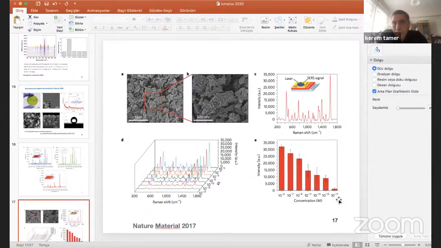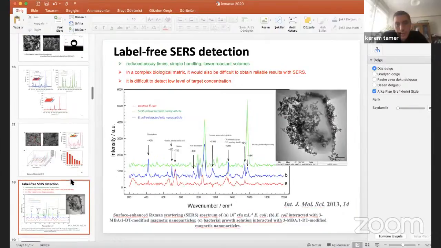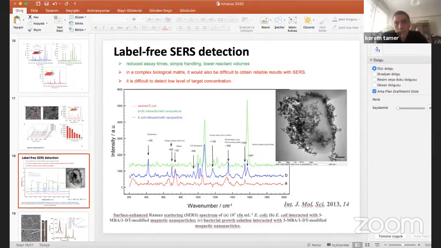How about the complex matrix system? Okay, for instance, blood or saliva. You must perform some purification process. Okay, in a buffer system it looks good, and there is a substantial increase in the signal using this kind of substrate. But in real sample analysis, there is some difficulty actually.